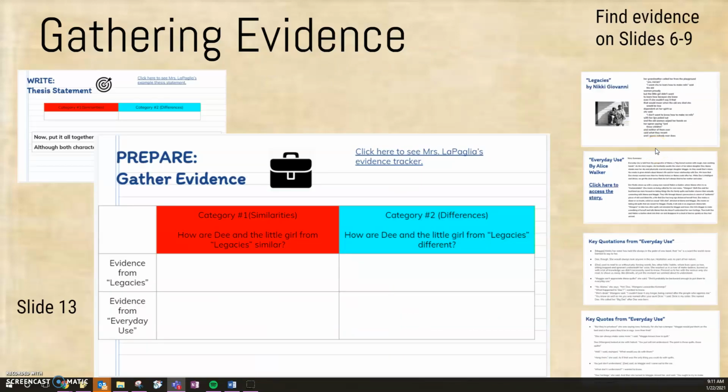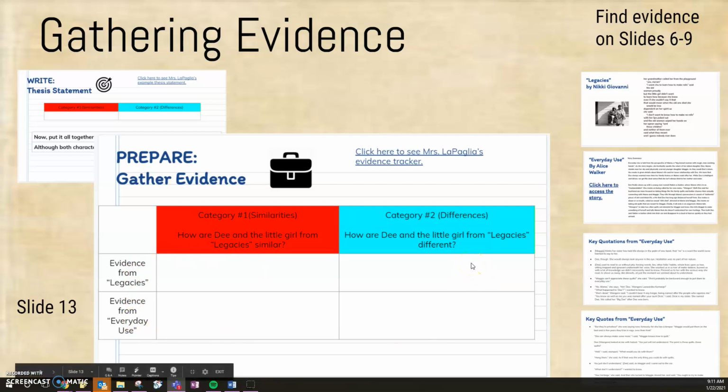After you've written your thesis statement, you'll need to gather text evidence to support your ideas. When we say text evidence, we mean direct quotes copied word for word from the story and poem, completely in the author's words. Category 1 should be similarities with how Dee and the little girl are similar. You'll need evidence from Legacies and Everyday Use.